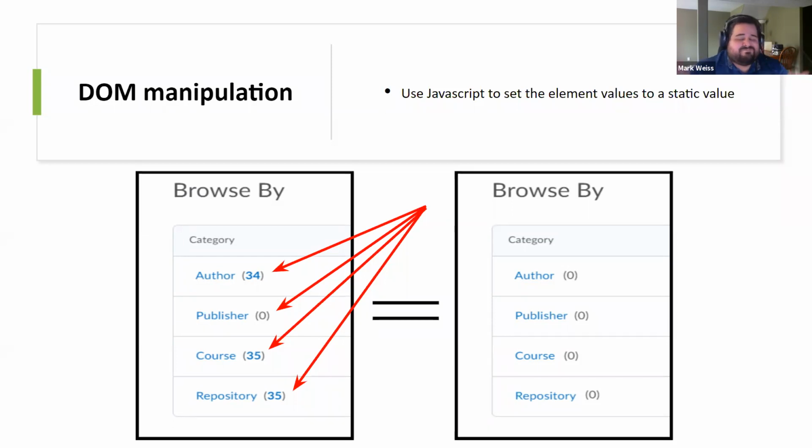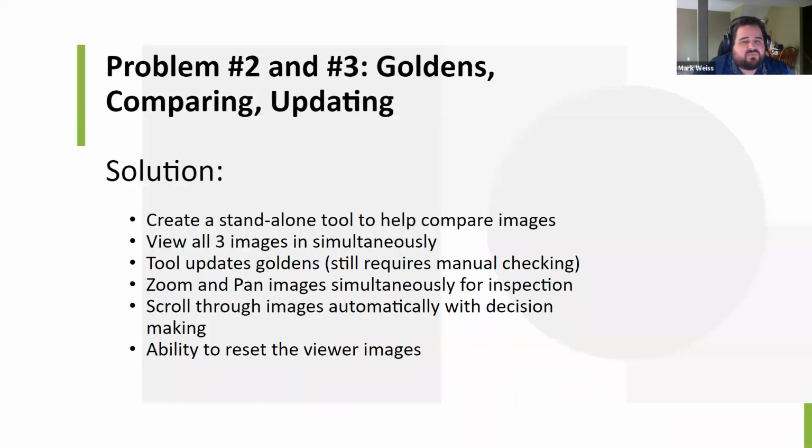So pick which one you want. So that was problem number 1 of 4. But what about problem 2 and 3? My goldens, my updating, my comparing.